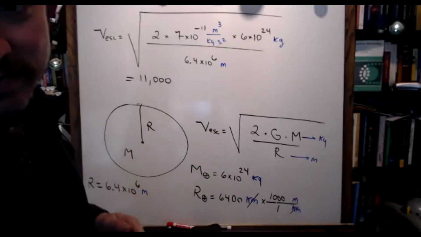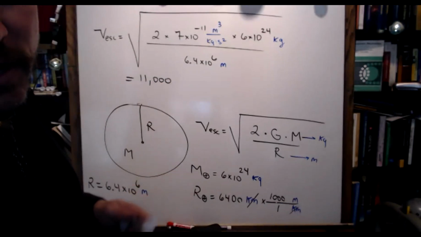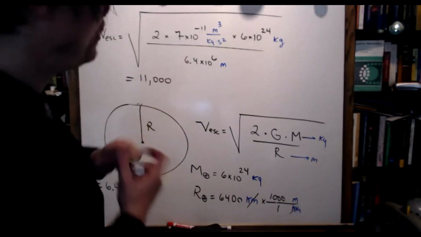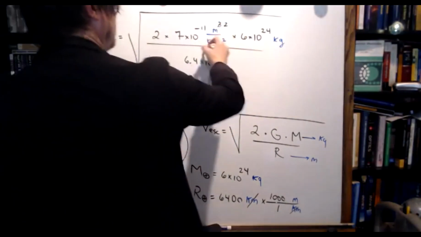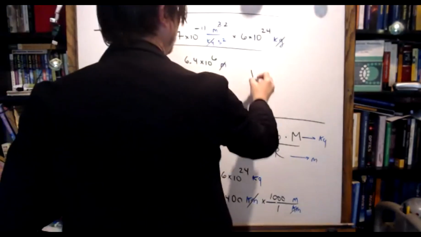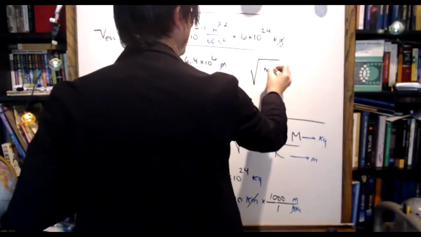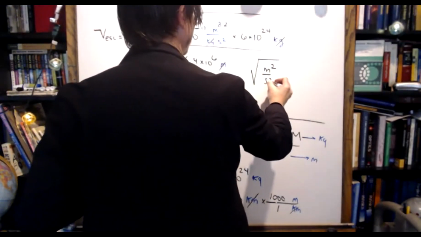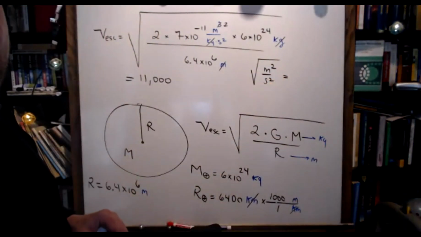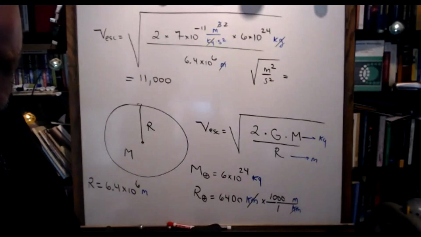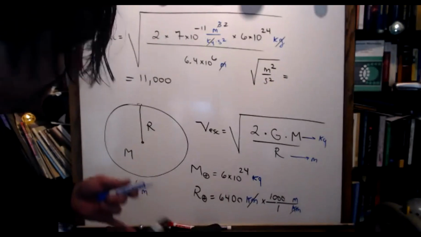Noah, you are almost right. Noah sees that meters cancel with meters to make meters squared and kilograms cancel. But Noah, it ends up being the square root of meters squared per second squared. And you just distribute the square root, right? So what are your final units? Meters per second. Very good.